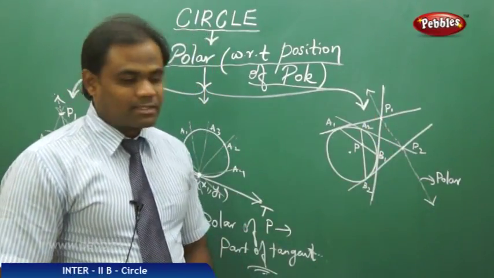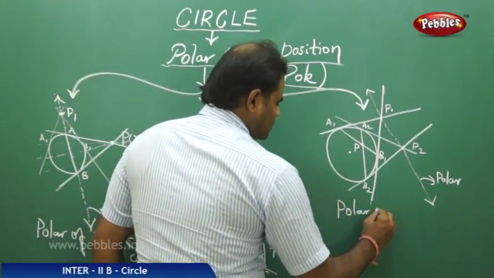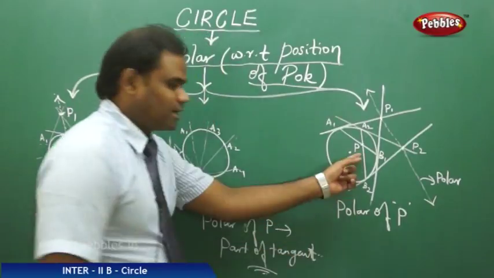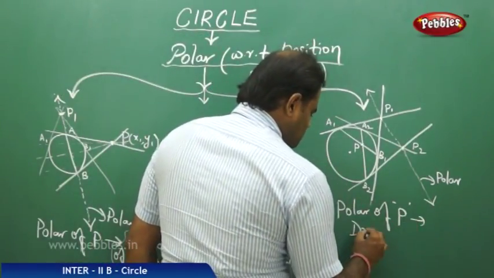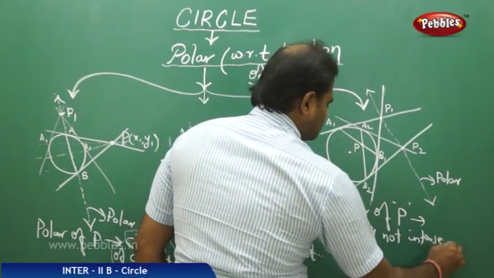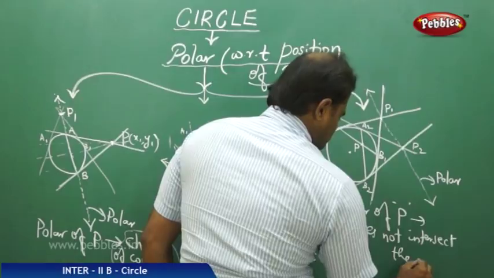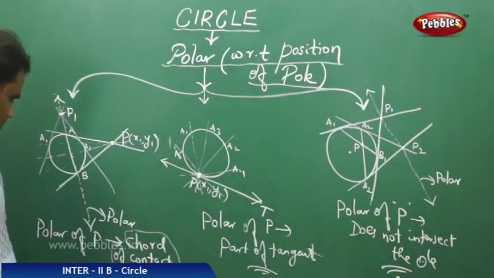So the third case gives us the conclusion that the polar of P, in this case where it lies inside, does not intersect the circle. So this never intersects the circle.